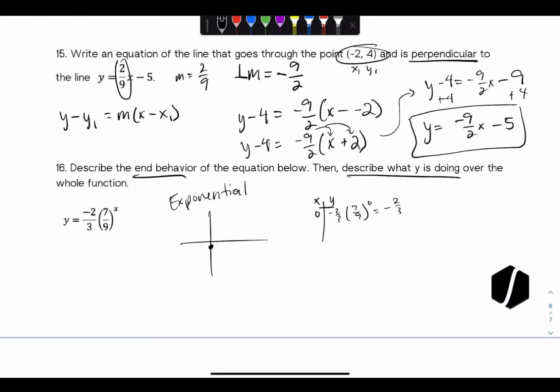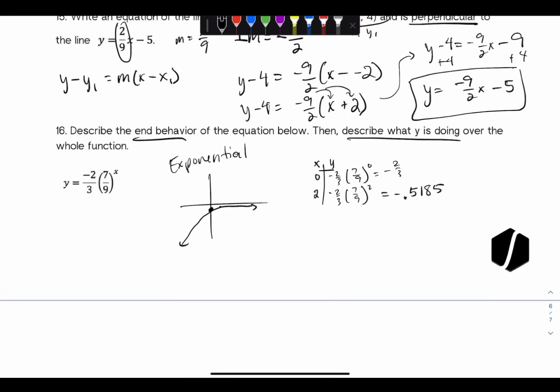So just say that's there. And then let's see what happens if we put, let's just do 2, just to see where the graph's going. So we have negative 2/3 times 7/9 to the power of 2. So 7 divided by 9, and then we're going to raise that to the power of 2. I'm just going to make this a decimal, so that's negative 0.5185, repeating. Okay, so that's still going to be negative. So really what this function's doing is like this.